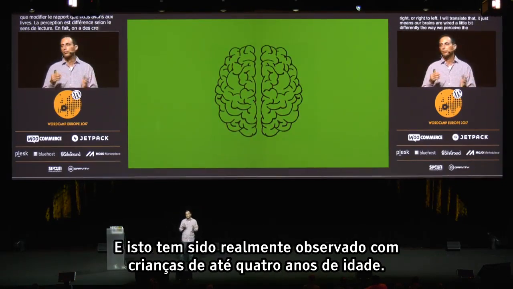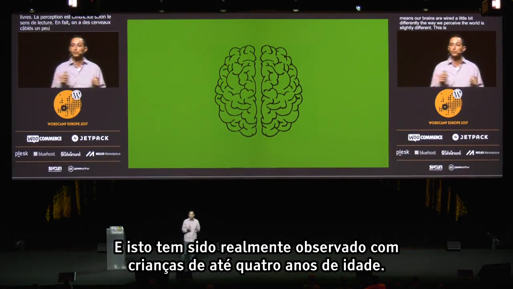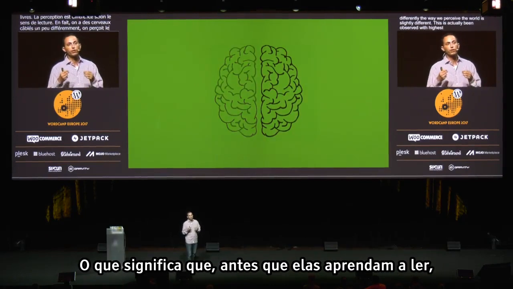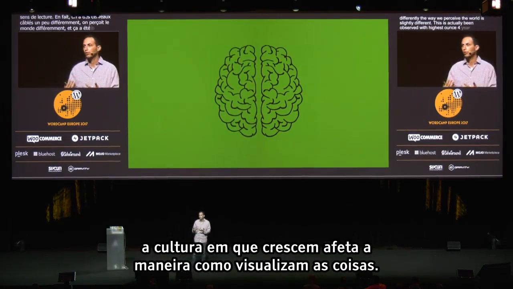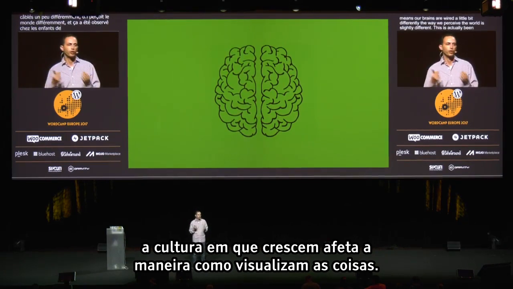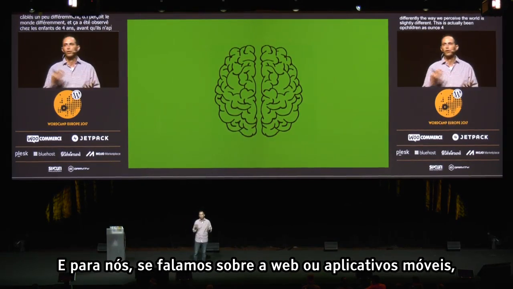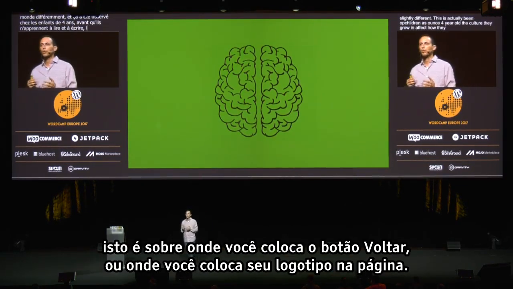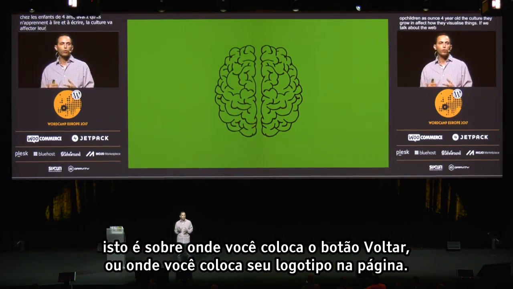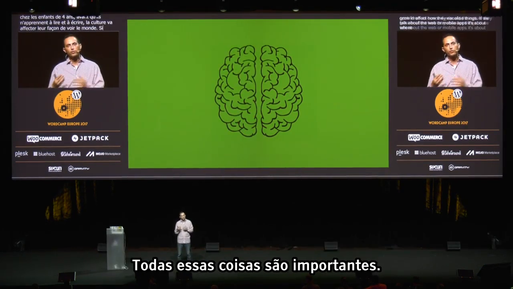The way we perceive the world is slightly different. And this has actually been observed with children as young as 4 years old, which means that before they learn how to read, the culture that they grow in affects the way they visualize things. And for us, if we talked about the web or mobile apps, this is about where you place the back button or where you put your logo on the page. All of those things matter.